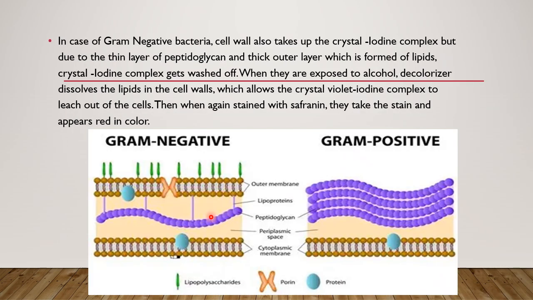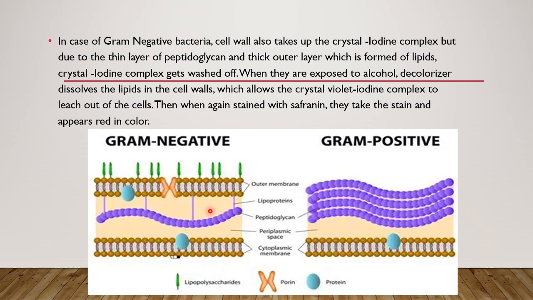Now what happens in the gram negative cell? In gram negative also the procedure is the same. You do it together, right? So in the first step, you will add crystal violet. So this gram negative cell also takes up the crystal violet. In the second step, you add mordant. So mordant here also fixes the stain with the bacterial cell. After fixing, in the third step, you will add the decolorizer.